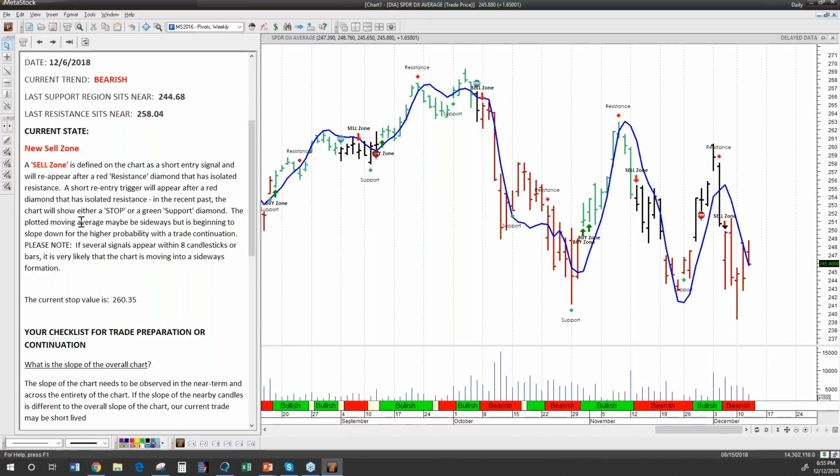So it's walking you through what to do, and tells you a little bit about what to do with it. And if you do want to take the trade, it gives you a suggested stop value. This updates on a day-by-day basis as well, I believe.